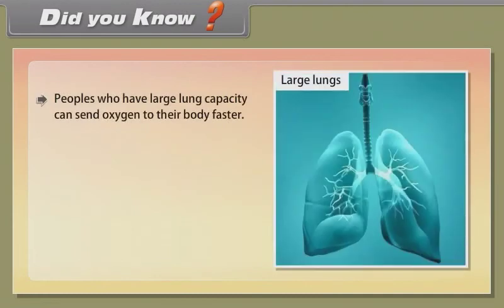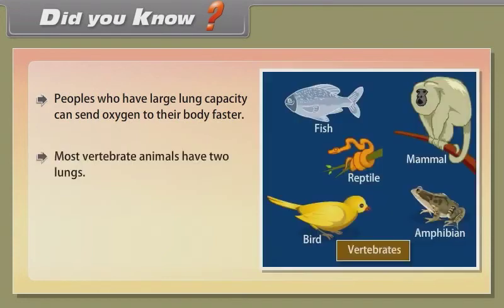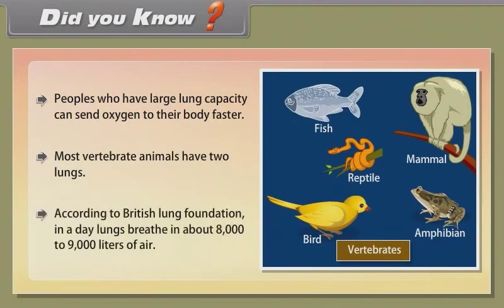Did you know? People who have large lung capacity can send oxygen to their body faster. Most vertebrate animals have 2 lungs. According to British Lung Foundation, in a day, the lung breathes in about 8,000 to 9,000 litres of air.